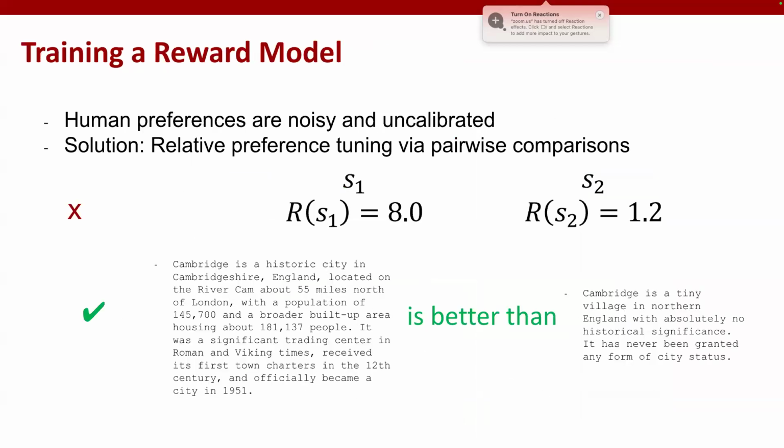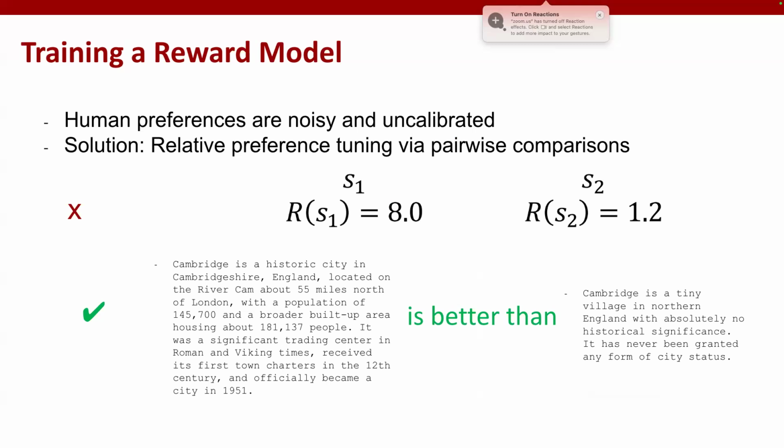But one thing about human preference is that it is noisy and uncalibrated. For one single summarization, one person may give a high reward, but another person may give a lower reward. And maybe some people just want to give a high reward to every response. That would make the training process noisy and harder to train. So that's why people introduced relative preference tuning. That's actually the state of the art algorithm right now.